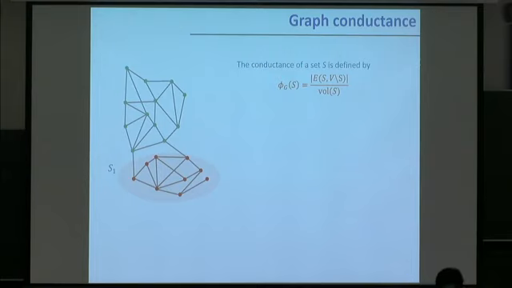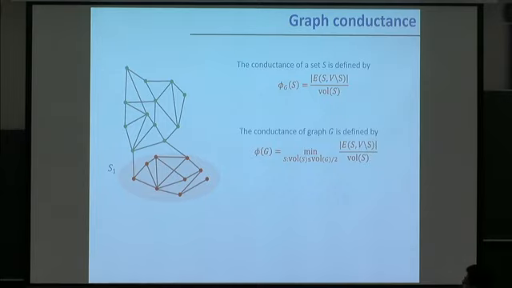Now we need to introduce the notion of graph conductance in order to formalize the notion of clusters. We first introduce the conductance of a set I, which is defined to be the number of edges between set I and the complement of set I divided by the volume of set I, because the volume of I is the number of edges adjacent to vertices in set I. We also introduce the notion of conductance of graph G, which is the minimum of the conductance of set I over all possible subsets I whose volume is at most the volume of G divided by 2.